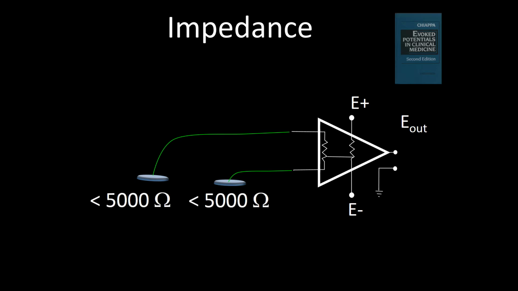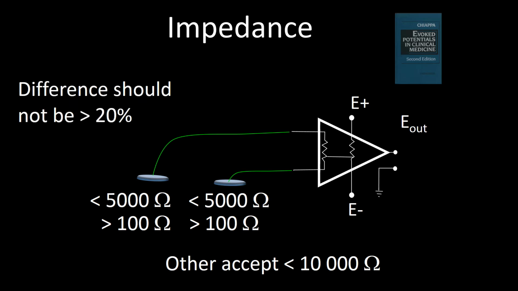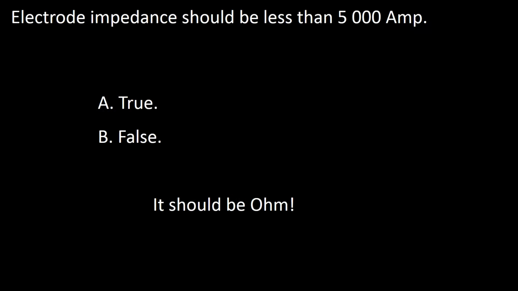Electrode impedance for somatosensory evoked potential, as for EEG recording, should be between 5000 and 100 ohms. Some authors list less than 10,000 ohms as acceptable limits for high electrode impedance. All authors agree that impedance should be about the same in all electrodes, some mentioning that all electrodes' impedance should be within 20% of each other. So the answer to this question is false.